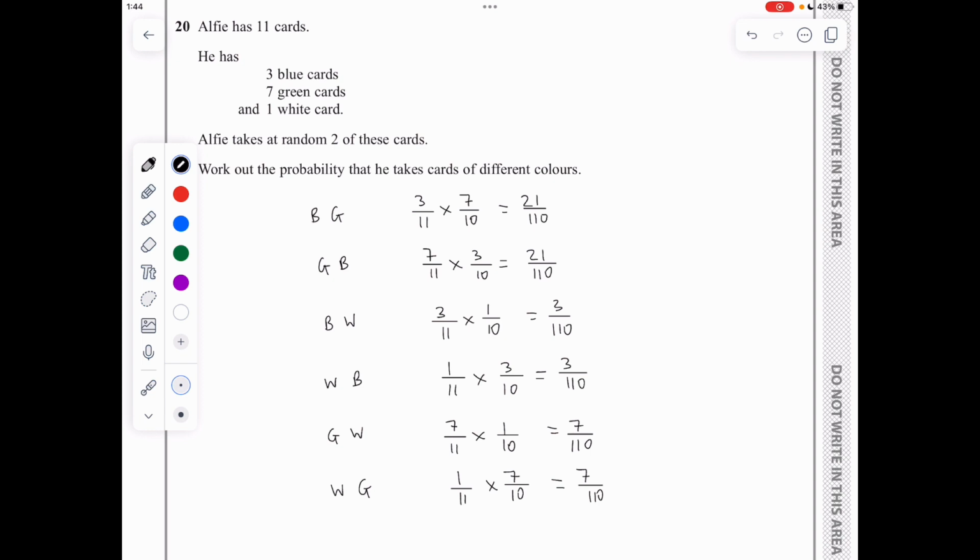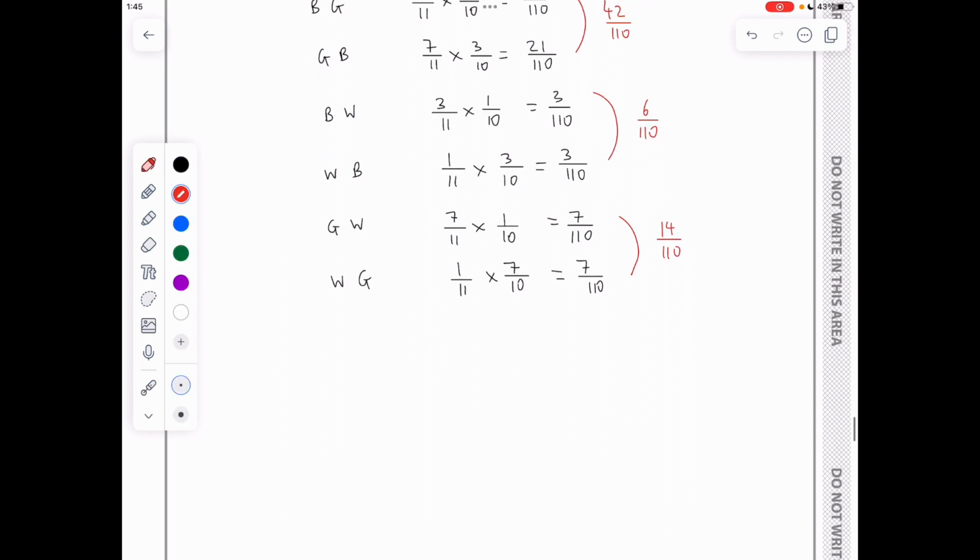If I add all of this up, I should be getting the probability I was asked to find. We can see that 21 and 21 is 42 over 110, then 3 and 3 it's another 6, and then 7 and 7 it's another 14 over 110, and therefore 6 and 14 it's 20, and 42 it's going to be 62 over 110, which of course simplifies to 31 over 55.